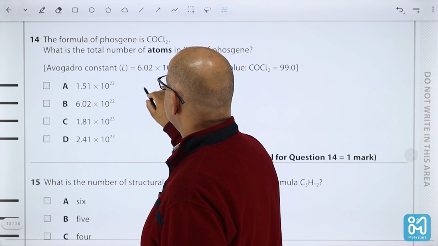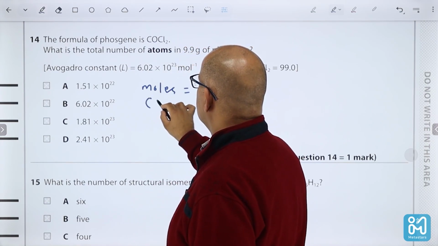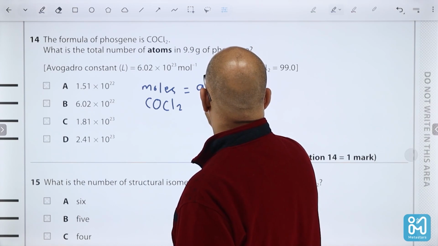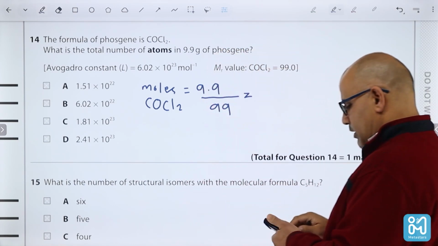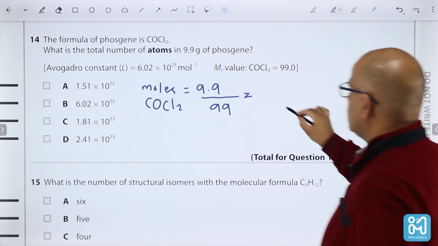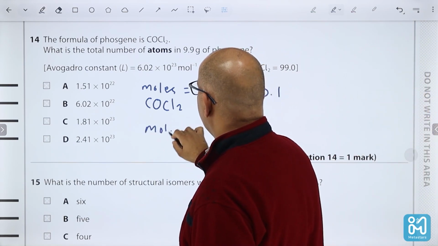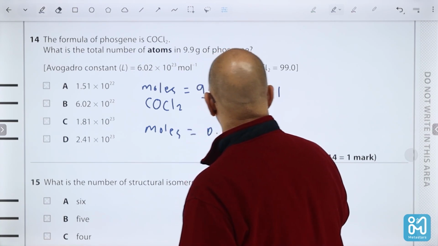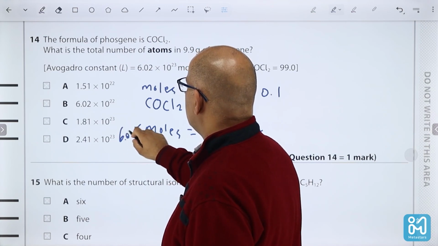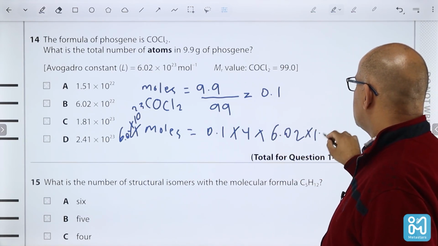First of all, we shall find the total number of moles of phosgene, COCl2. So it is 9.9 over 99. This is the total number of molecules, 9.9 over 99, so it is 0.1. But because we have four atoms in each molecule, the moles of atoms is 0.1 times 4. And to find the number of atoms, you shall multiply this by 6.02 times 10 to the power 23, the Avogadro's constant.